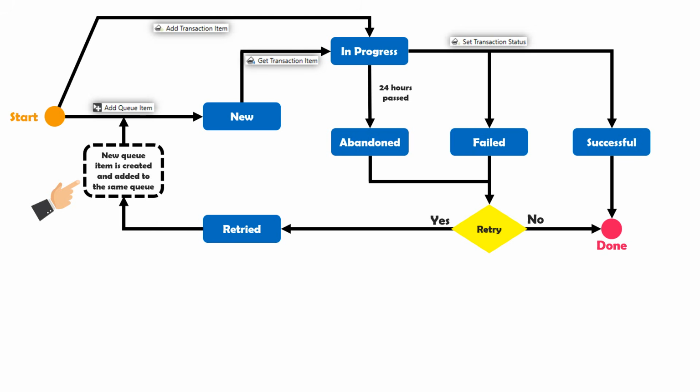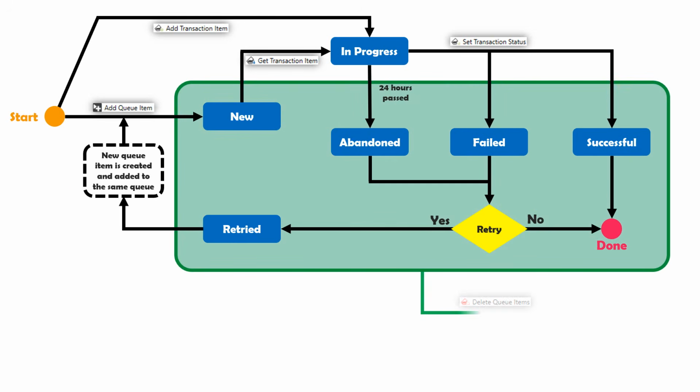We also have the option to delete items from the queue. We can do this with the delete queue items activity. Or we can also delete the queue items manually in the orchestrator. We can delete all items, except items that have status in progress.